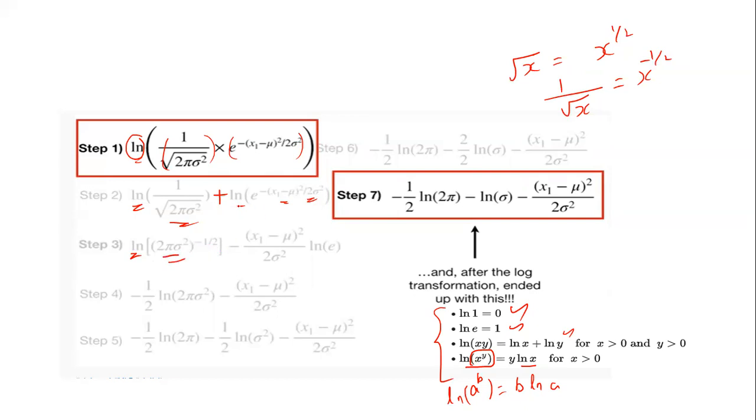Okay. And this is log of e to the power something. Already we have discussed log of x to the power y can be written as y into log of x. So log of e to the power minus this thing is nothing but minus (x1 minus mu) the whole square divided by 2 sigma square into natural log of e, right?